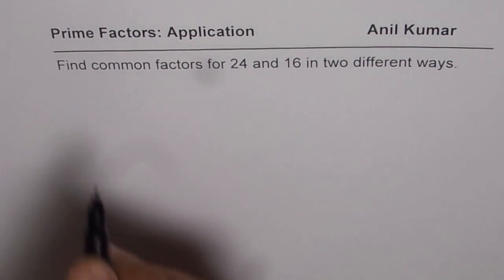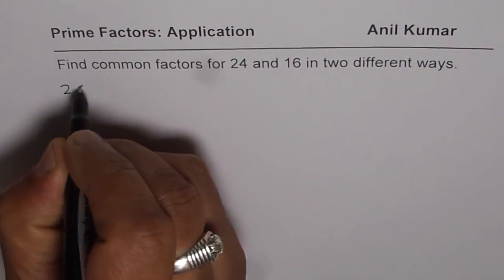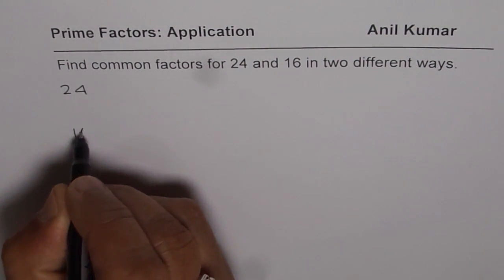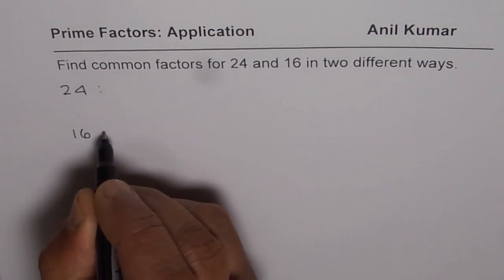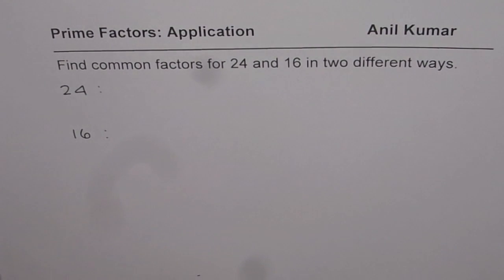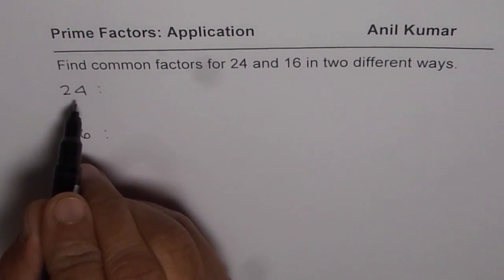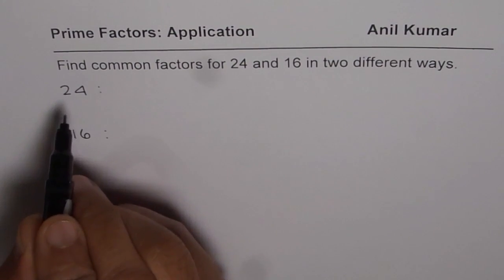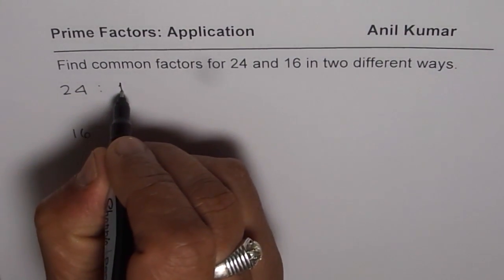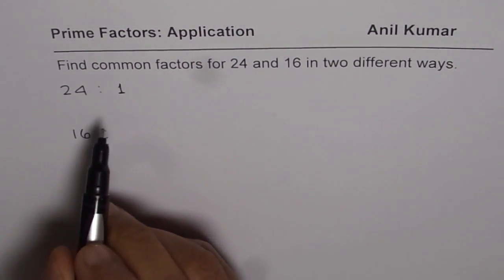The numbers given to us are 24 and 16. So first step, let us just list all the factors for these numbers. You can actually pause the video, list factors, and then highlight the common factors. Factors for 24. We can begin by starting from the very beginning. 1. 1 is always a factor of any number.